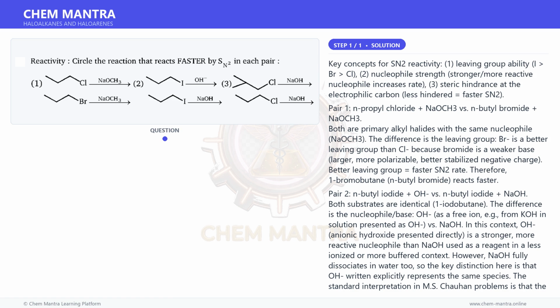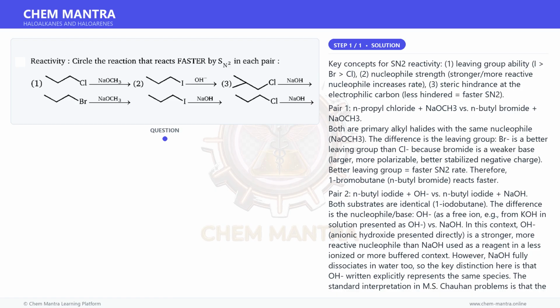Pair 1, n-propyl chloride plus nucleophile versus n-butyl bromide plus the same nucleophile. Both are primary alkyl halides with the same nucleophile. The difference is the leaving group. Br is a better leaving group than Cl because bromide is a weaker base, larger, more polarizable, and better stabilizes the negative charge. A better leaving group means a faster SN2 rate. Therefore, 1-bromobutane, n-butyl bromide, reacts faster.